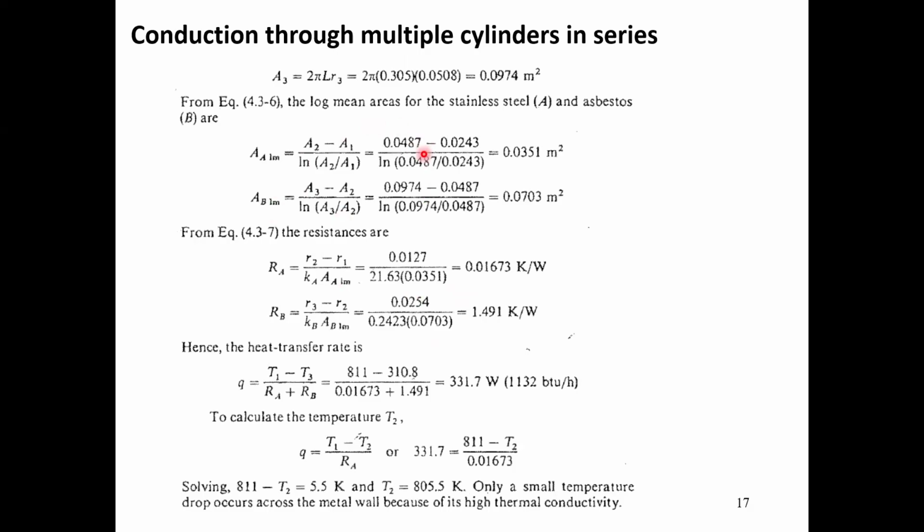So you spend some time calculating the log mean area. Followed by that, you calculate your resistances and calculate your rate of heat transfer in watt, joule per second again. And you equate this to one of your Q formulas, QA or QB. In this case, they are equating it to QA, and solving which you get T2.